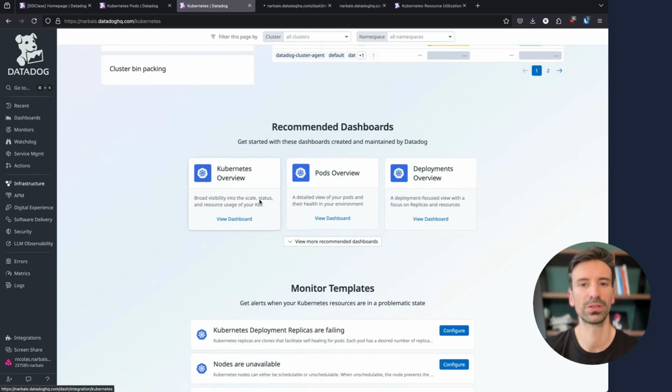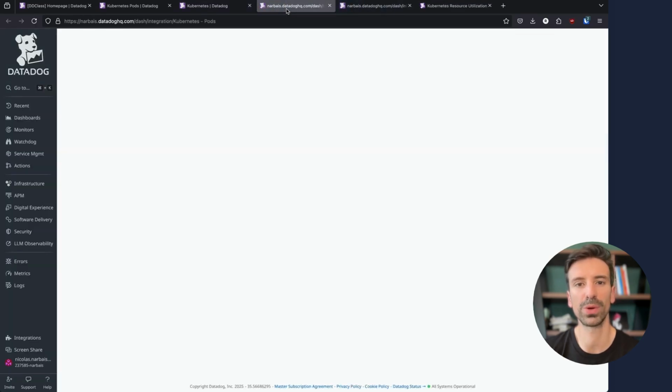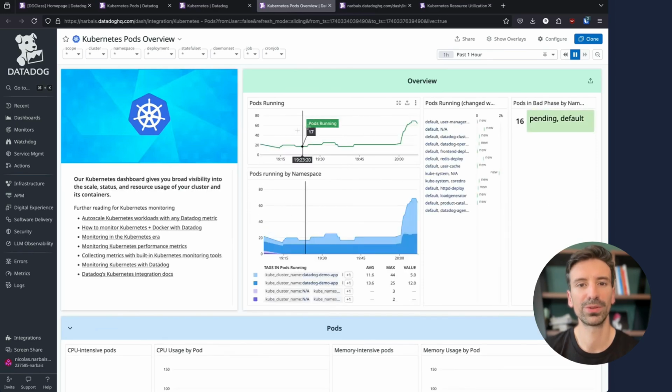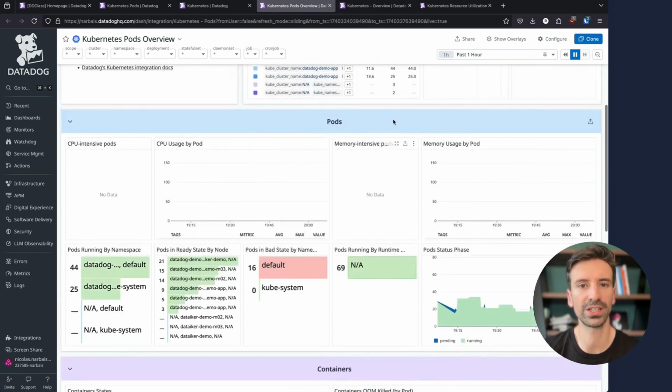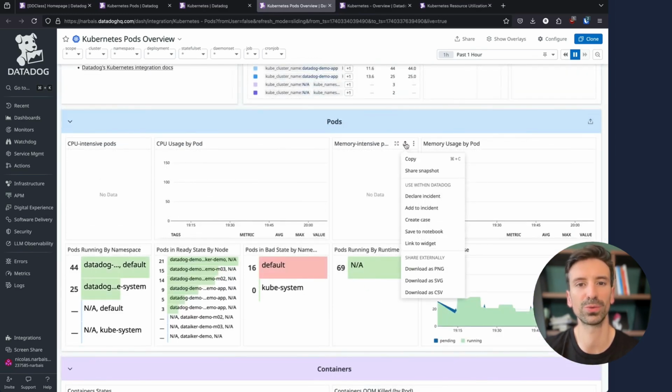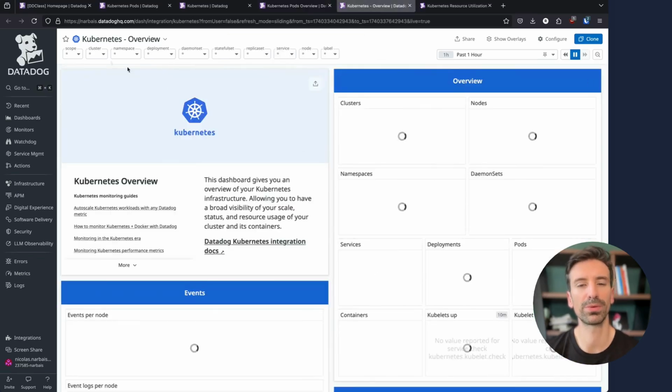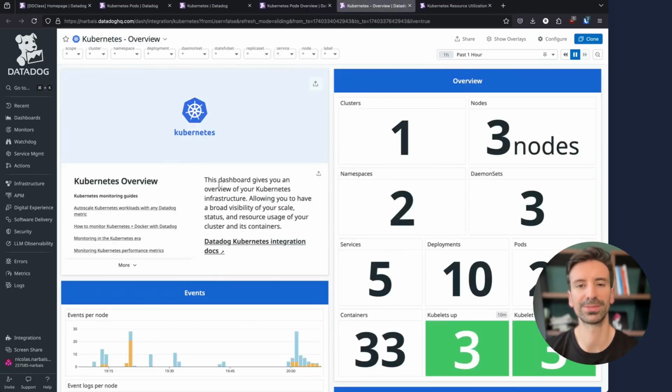These are dashboards that are provided out of the box for Kubernetes that will give you different ways to look at your clusters here at the pod level. It will show up in a few seconds. So here it will provide a pod-centered view, for instance, the number of pods running, if there are any issues, etc. And you can copy those widgets to use in your own dashboard. This dashboard is similar, but focuses on the overall view of the cluster.